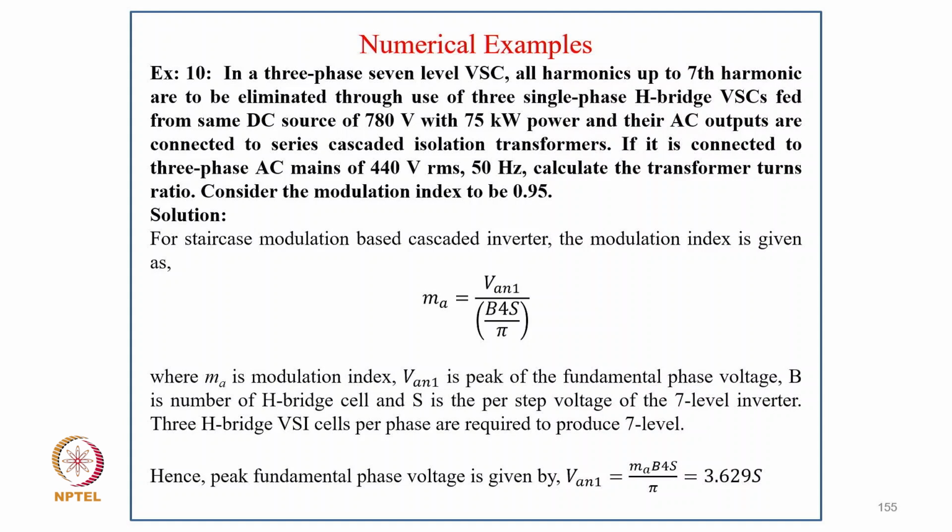Now coming to example 10: in a 3-phase 7-level inverter, all harmonics up to the 7th harmonic are to be eliminated through the use of 3 single-phase H-bridges, with voltage source converters fed from a DC source of 780 volt with 75 kilowatt power, and their AC terminals are connected to a series cascaded isolation transformer. If it is connected to a 3-phase AC mains of 440 volt, 50 Hz, calculate the transformer turns ratio. Also consider the modulation index to be 0.95.